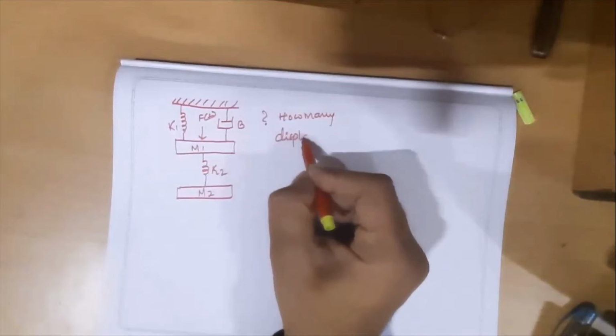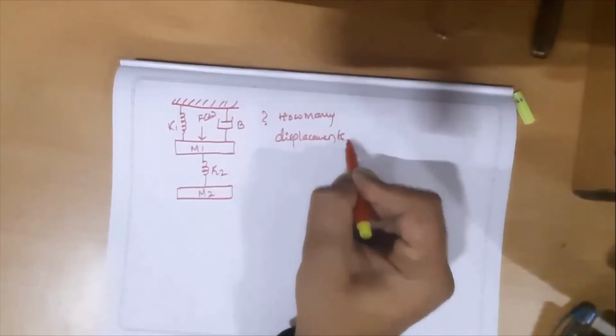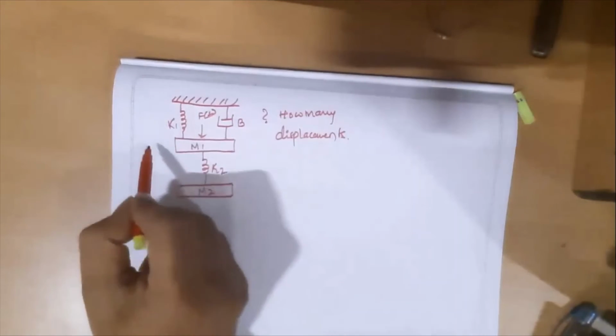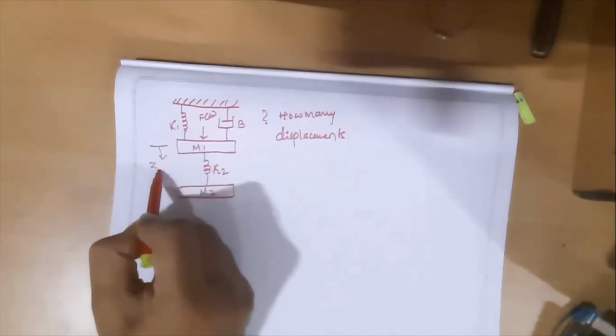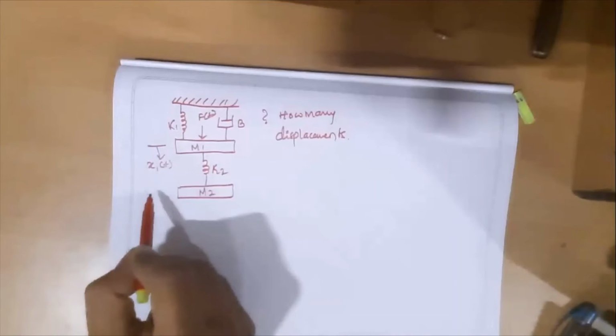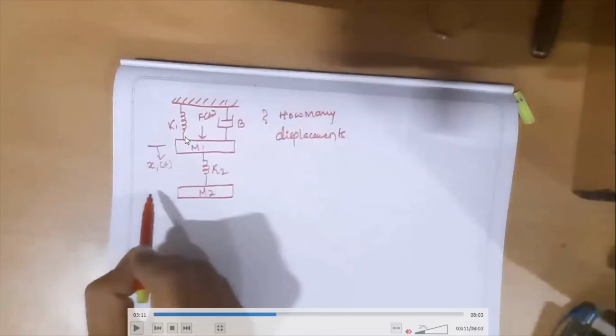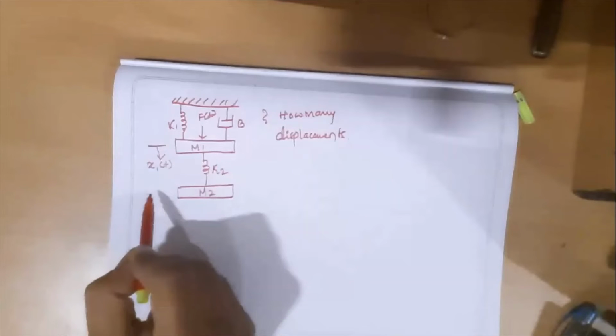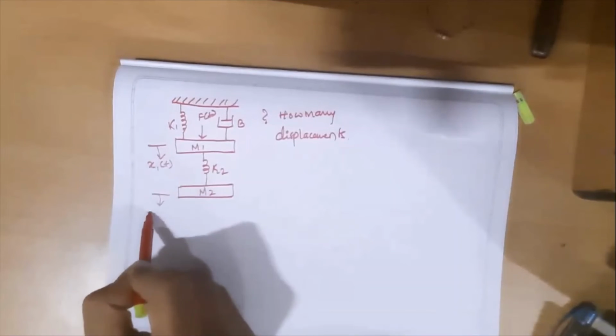So once we write x of t, another question is how many displacements do you expect? How many such displacements do you expect? Two, right? x1 and x2. Yes. So I will write the displacement of m1 as x1 of t, and the displacement of m2 as x2 of t.